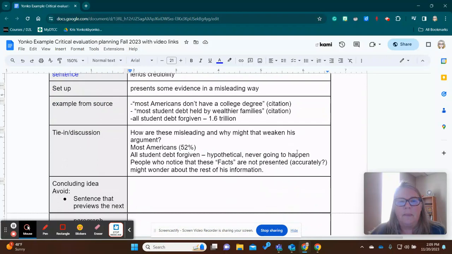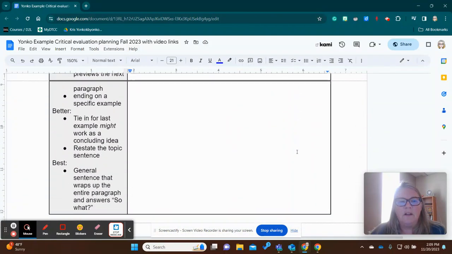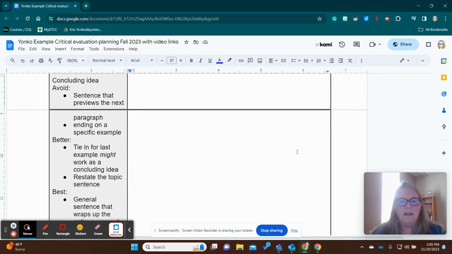Got it? All right, and then it's a good idea to have a concluding idea at the end of your paragraph. So here's something that we went over in my class today. We did it a couple weeks ago also. So what you want is one sentence at the end of the paragraph that kind of wraps up the paragraph, just puts a cap on it, I guess, or whatever. That would be at the bottom.